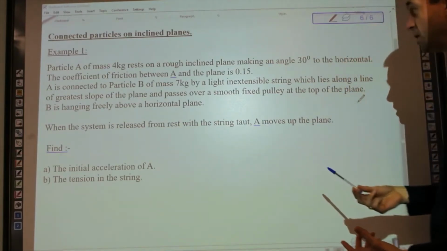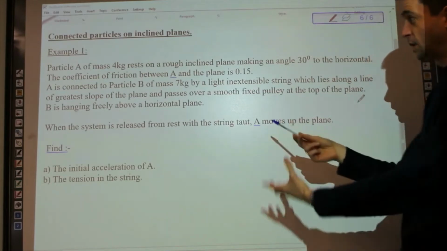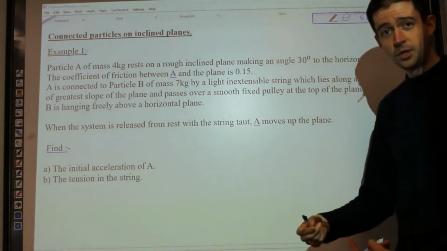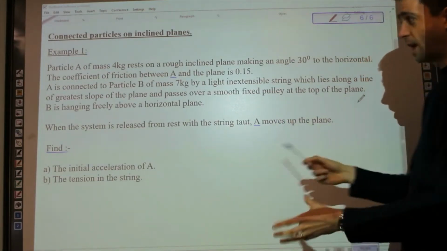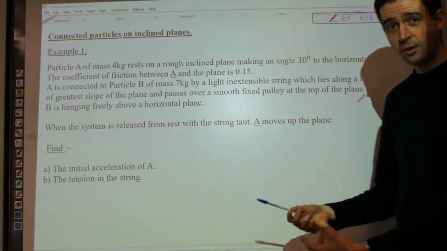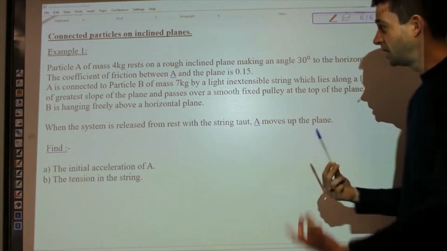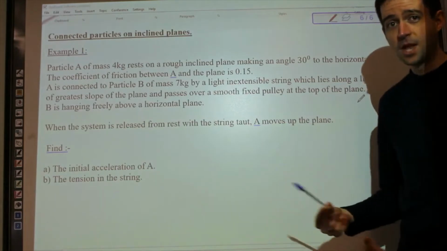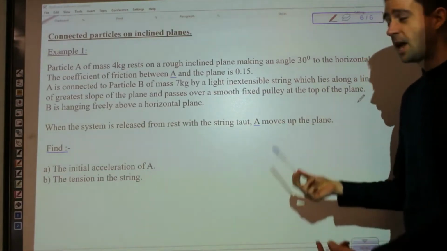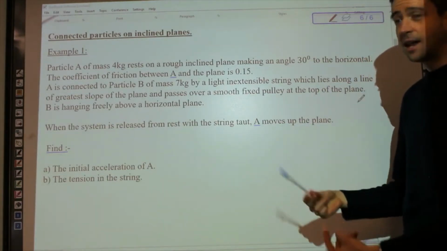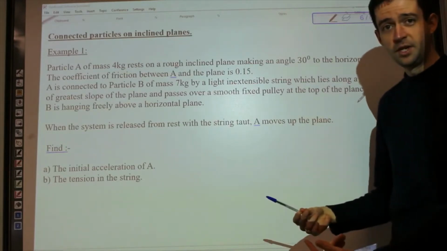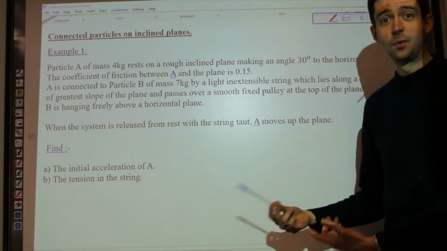What I would suggest that you do though is have a look at this example, and using what we talked about in episode 1, try and have a go at it yourself. Try and draw the diagram, label all the forces, think about what's happening to the system. Okay, so pause the video, have a go, and then when you've had a go, restart the video and see if what you've got matches what I'm about to say.